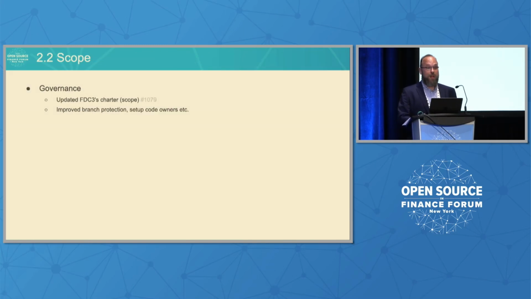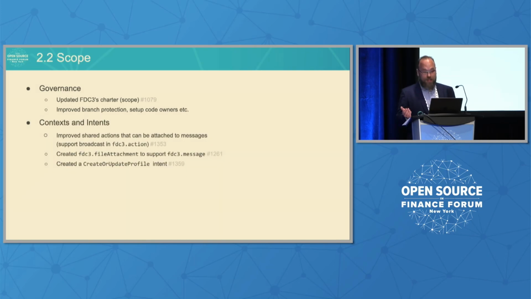We've also done a fair few things with FDC3's governance. We updated its charter or scope to better describe what we all understand as the mandate for FDC3, and done various things to improve branch protection, set up code owners, etc. Again, with lots of Brian's help.